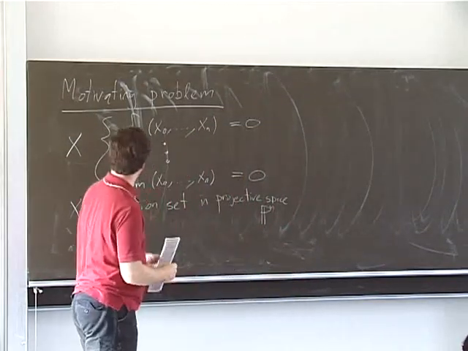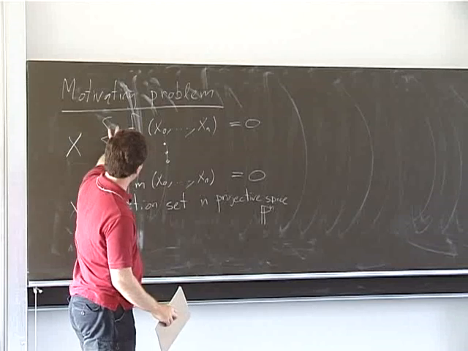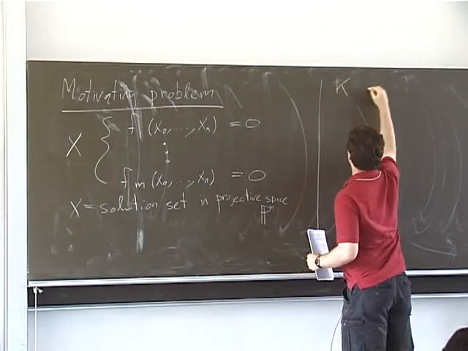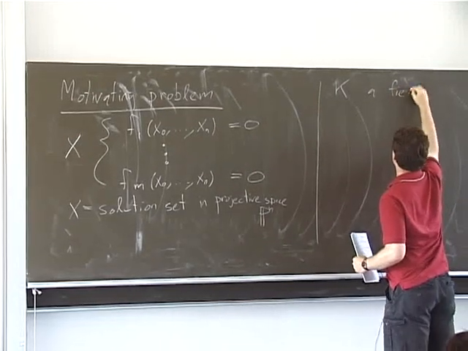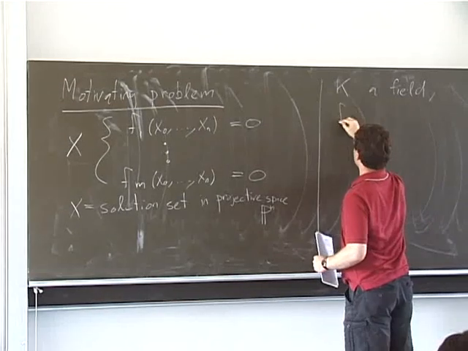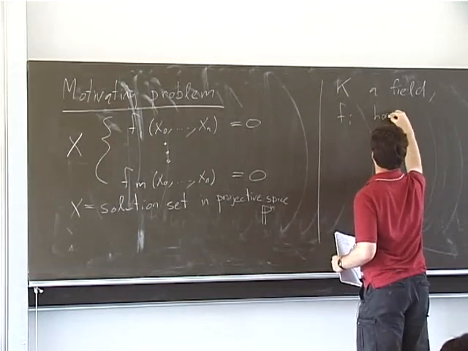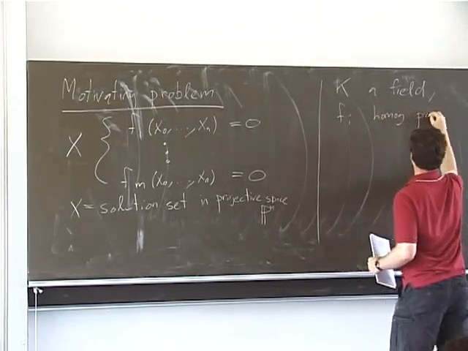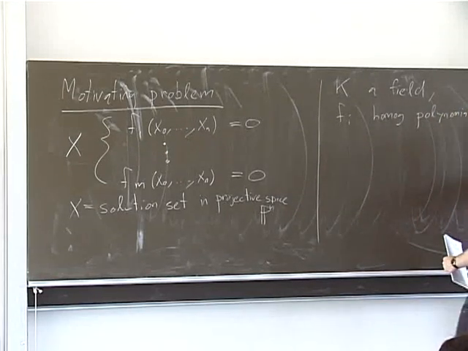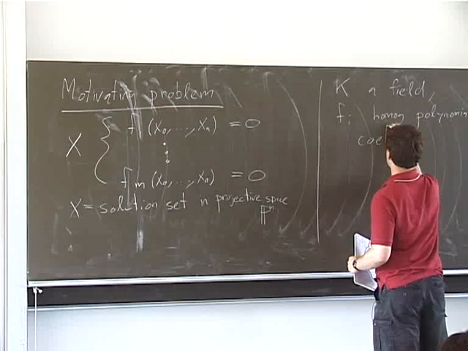And I also have to tell you where I'm working. So I'm working over a field. So K is a field. And then, of course, these F_i are homogeneous polynomials with coefficients in this field.